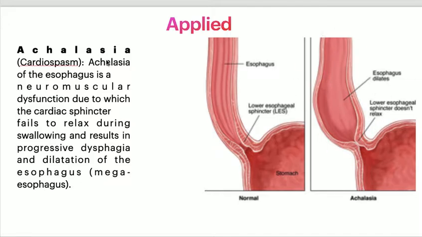Right. So achalasia of the esophagus is basically a neuromuscular dysfunction in which this cardiac sphincter, if you remember, the lower end of the esophagus basically contains smooth muscle cells, fails to relax during swallowing, and this leads to progressive dysphagia and dilatation of the esophagus.